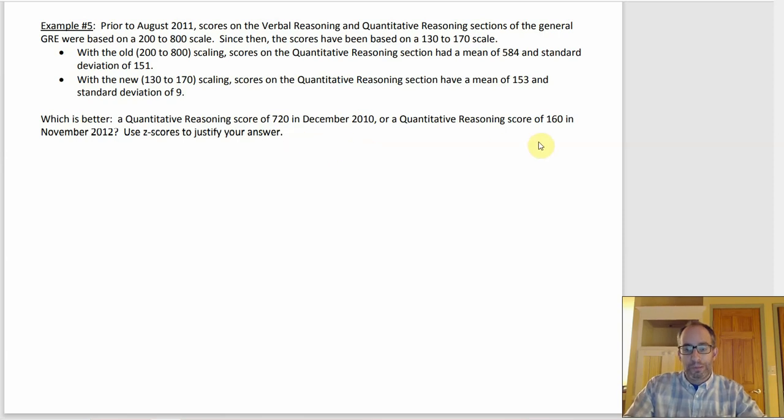Clearly, you couldn't just compare the numbers directly, because a 720 is impossible with the new system and a 160 is impossible with the old system, right? You have to figure out what they are relative to that scoring system. Like the 720, what's that relative to the 200 to 800 scoring system, and how the scores were distributed with that. And then the 160 relative to the 130 to 170 scoring system.